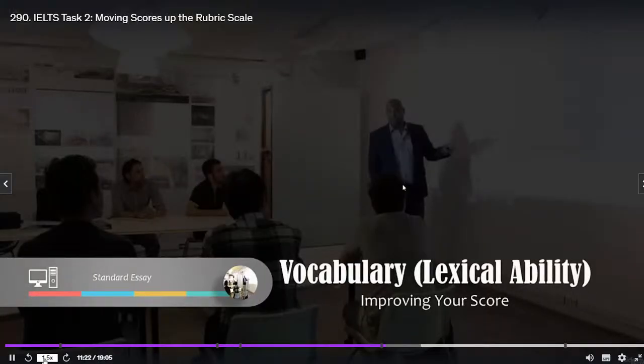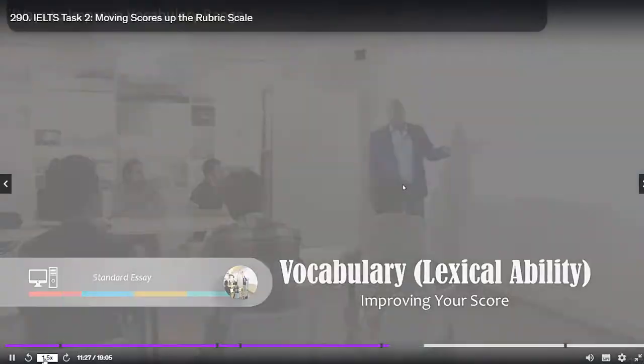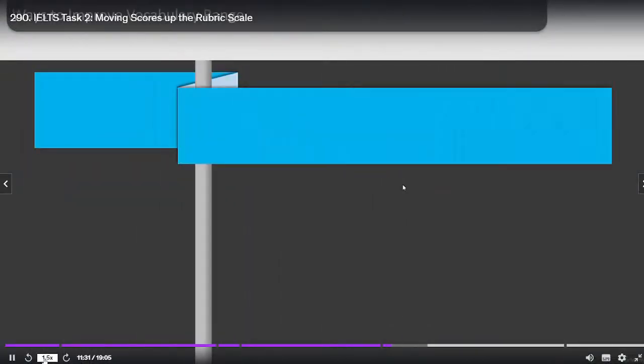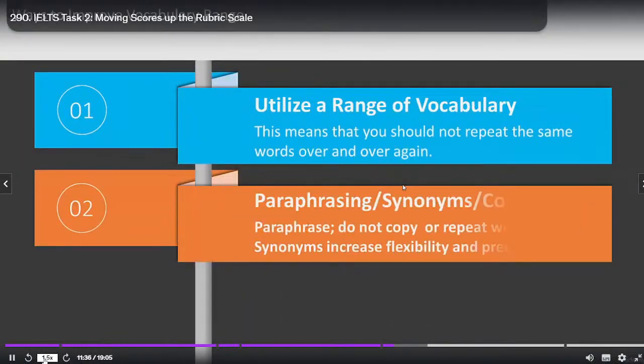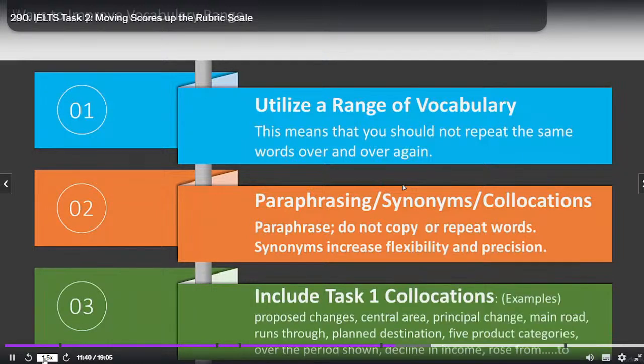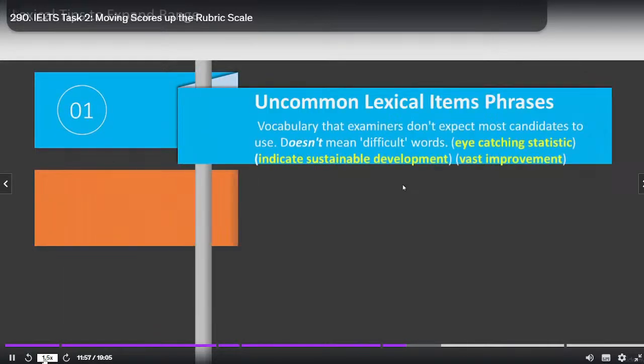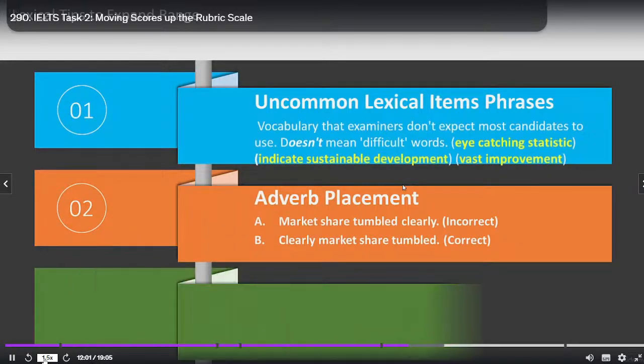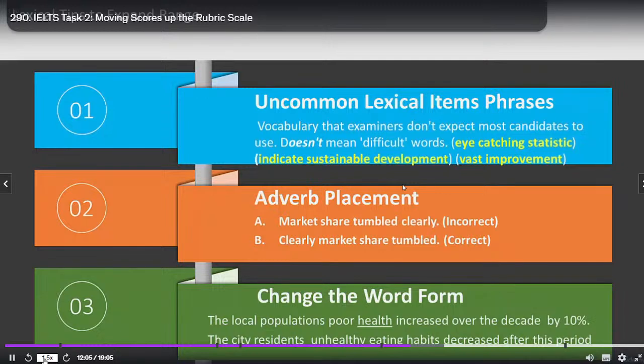Now let's move forward and talk about vocabulary or lexical ability and improving your score. When it comes to your vocabulary, you want to utilize a range of vocabulary. This means that you should not repeat the same words over and over again. Paraphrasing, synonyms, collocations increase the score. Some more tips for your vocabulary range: uncommon lexical items or phrases. So language like eye-catching statistic, indicate sustainable development, vast improvement. This is what they're talking about in terms of uncommon lexical items or phrases. They're not talking about big, ridiculous GRE words that you never use in real life. That's not what they mean.